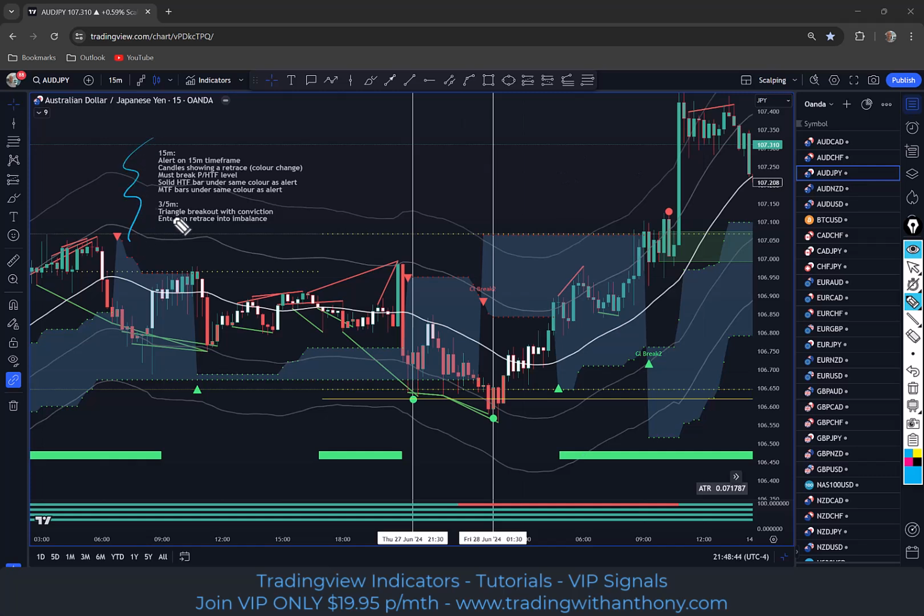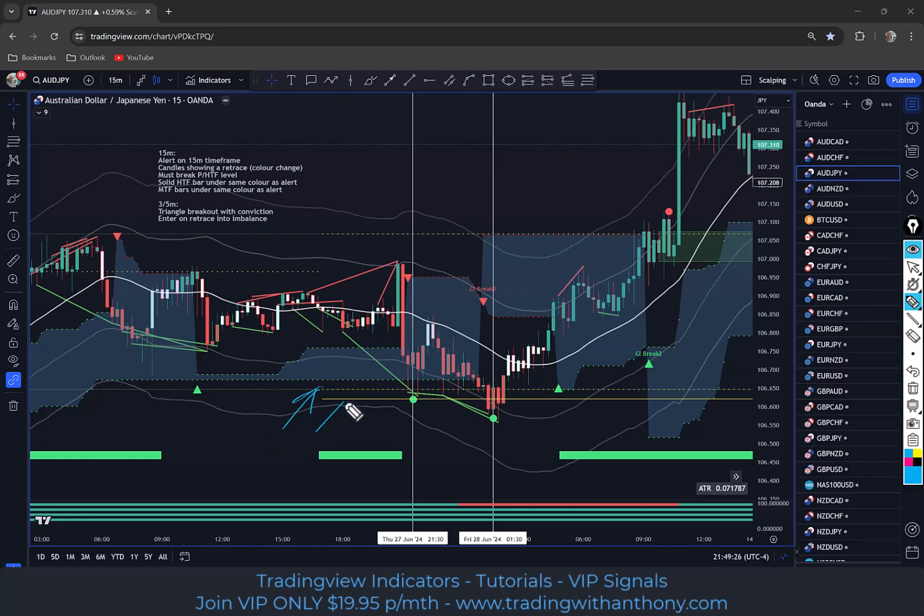You've got to stick to this, guys. Okay, alert on the 15M. We got it. Candles to show a retrace. Okay, this is a bullish trend, so you want to see the green bars turning red. Obviously, that's a retrace. This one here must break a previous HTF, a higher time frame level.